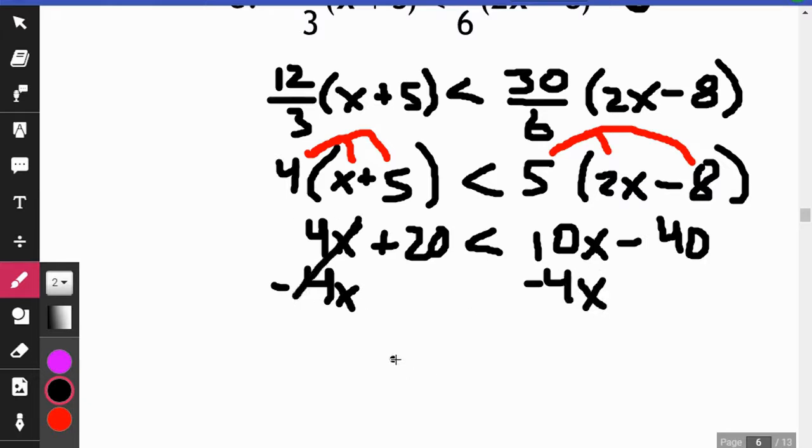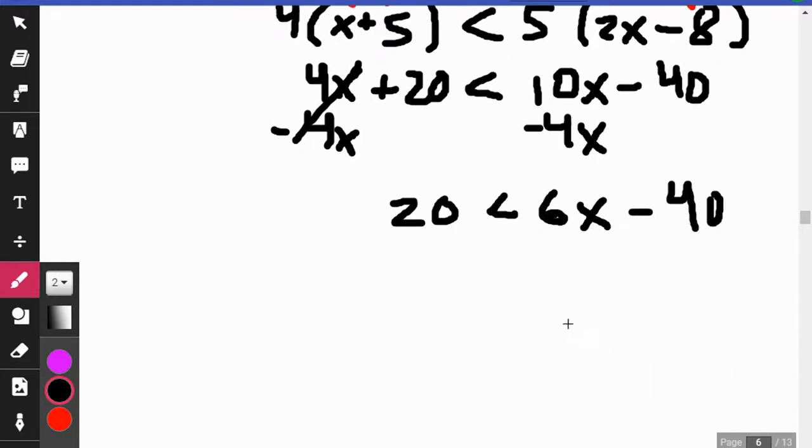It's gone, which leaves me with a 20. 6x minus 40 plus 40. Now I need to get rid of the 40 and the 6.